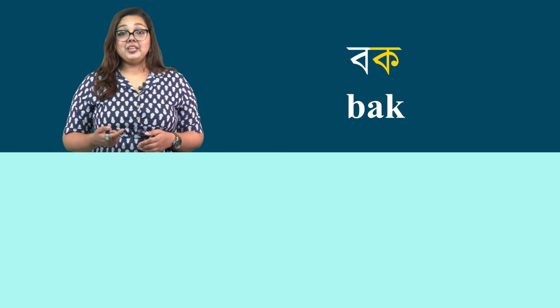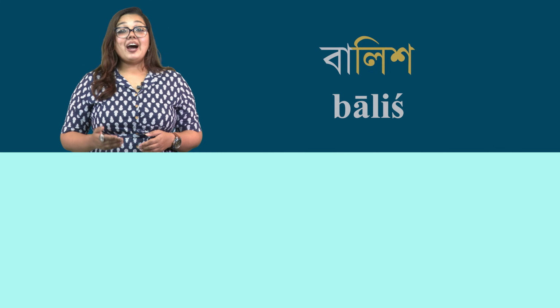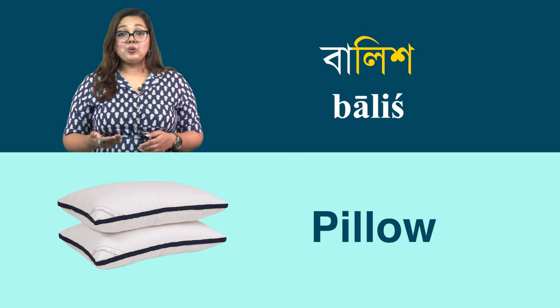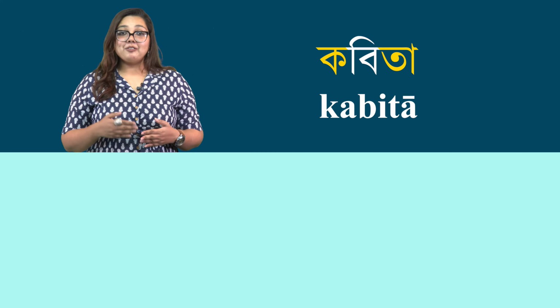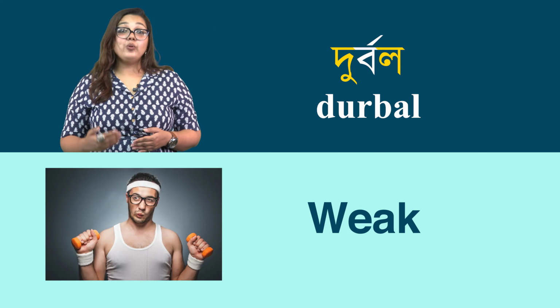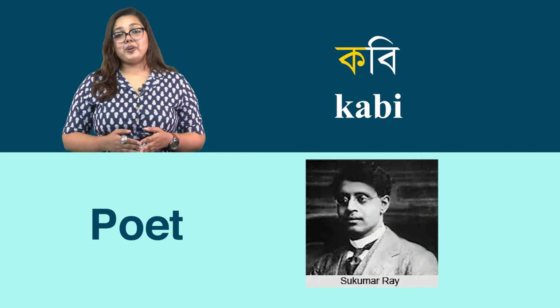The examples for word initial appearance can be found in the words like bok, meaning crane, balish, meaning pillow, badam, meaning nuts. In word medially, it can appear such as in kobita, which means poetry, in durbal, which means weak, and in word finally it can appear as in kobi, which means poet.